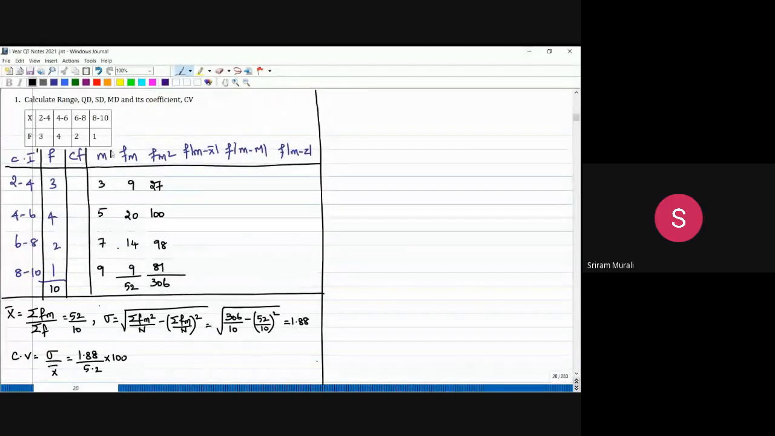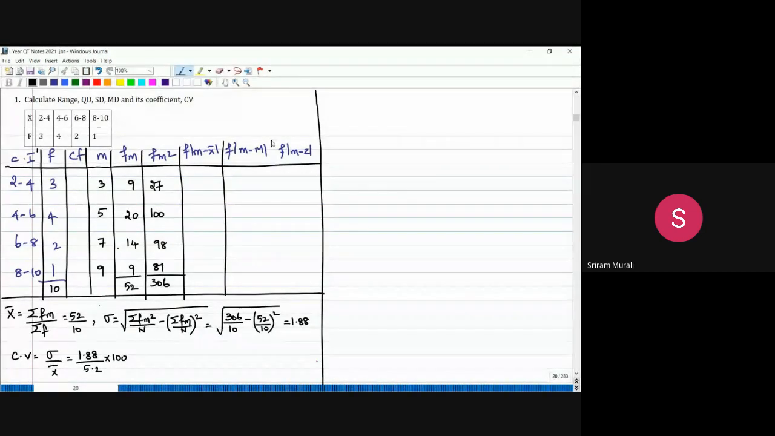You have to now compute the range. So we have computed fm square. This is the class interval, this is f, this is cumulative frequency, this is mid value, this is f into m, this is f m square.